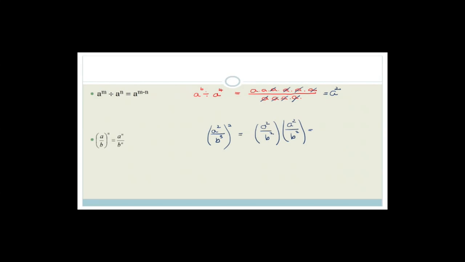Sorry, that's a cube. And what do you do when you are multiplying bases, I mean exponents to the same bases? You add the exponents. So that becomes a to the 2 plus 2 is 4 over b to the 3 plus 3 is 6. That's b to the 6. And if you think about it this way, this would be exactly the same. If I'd gone a to the 2 times 2 over b to the 3 times 2, do you agree that it would give me a to the 4 over b to the 6? So that rule actually stands.